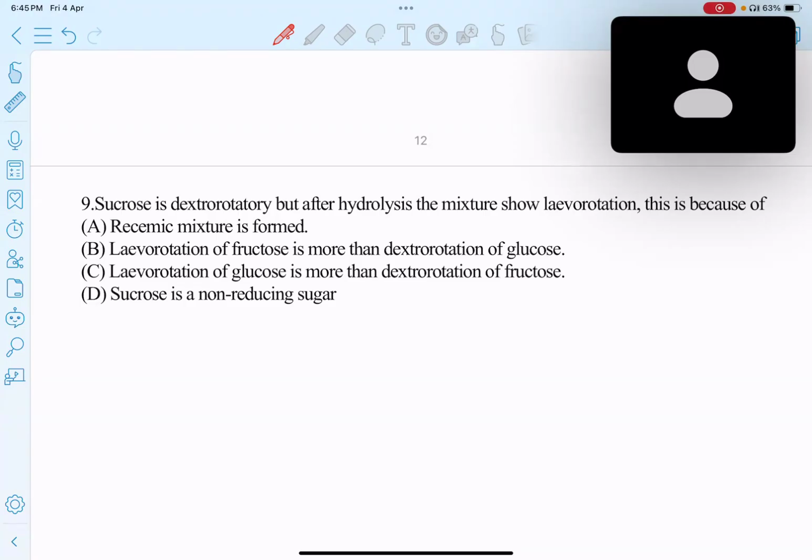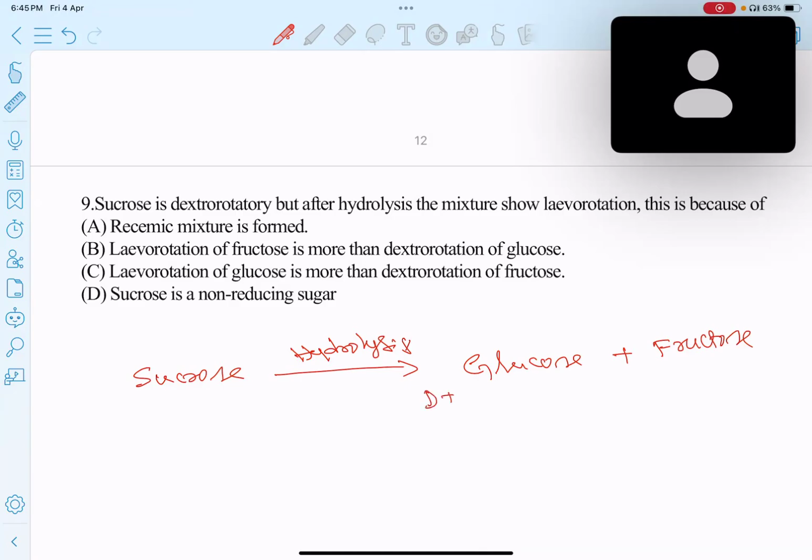Here, sucrose undergoes hydrolysis to produce glucose and fructose. So what type of glucose and fructose are produced? Here D plus glucose and D minus fructose are produced. D plus stands for dextrorotatory, D minus stands for levorotatory.